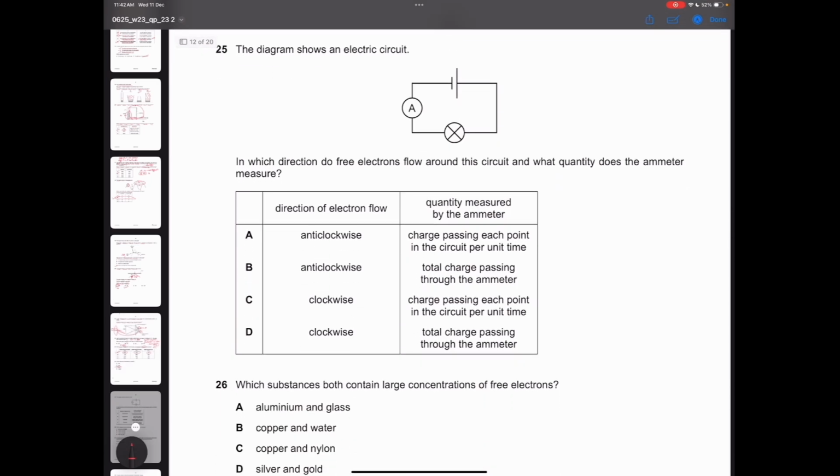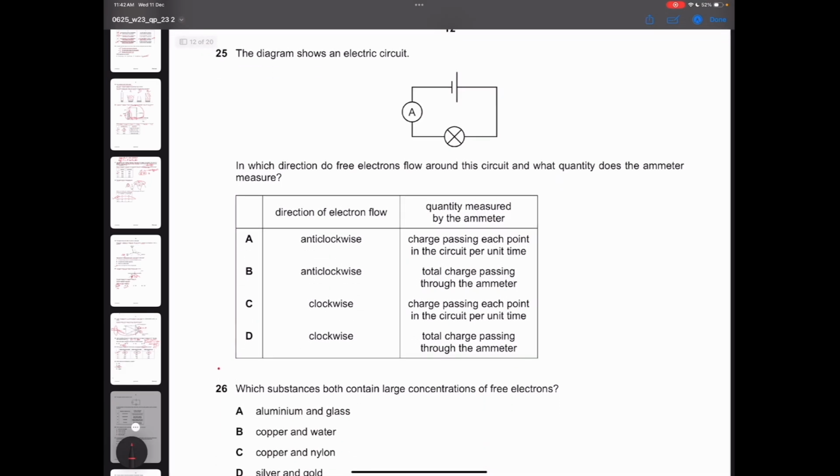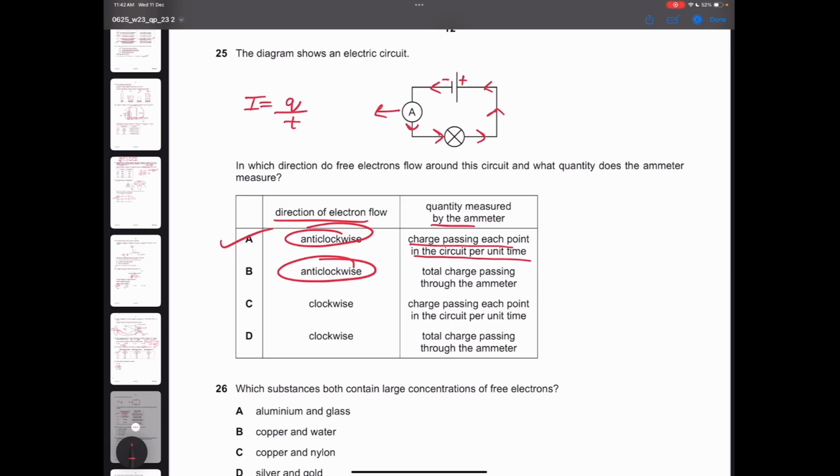Question 25. The diagram shows an electric circuit, direction of current flow, electron flow. Now see, this is positive, this is negative. The direction of electron flow is from negative to the positive side, and this looks like anti-clockwise. Now, the quantity measured by the ammeter. We know that an ammeter measures current, and current is charge per unit time, right? So, charge passing each point in the circuit per unit time. Answer should be A. Do not write B. B is just saying total charge. It measures charge with respect to time.